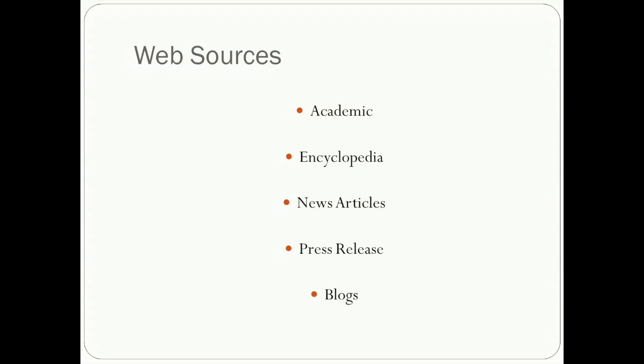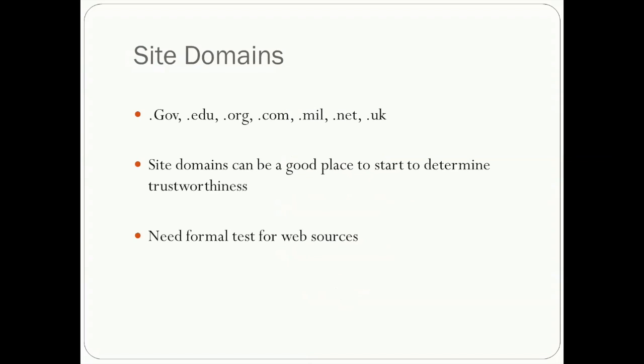Here are some types of web sources. They can be academic, encyclopedia, news articles, press releases, or blogs. These are arranged from top to bottom, from most trustworthy to least trustworthy. You can also use the website's domain as a good place to start when determining trustworthiness. However, this is not always the case, and we need a more formal test for web sources.